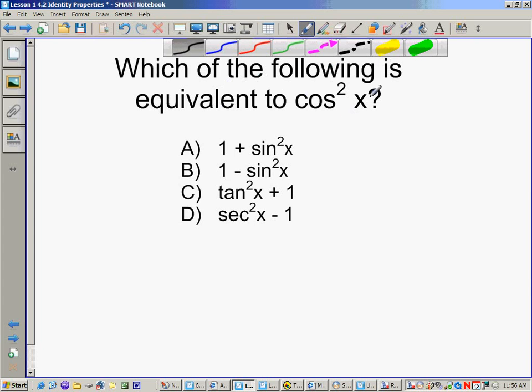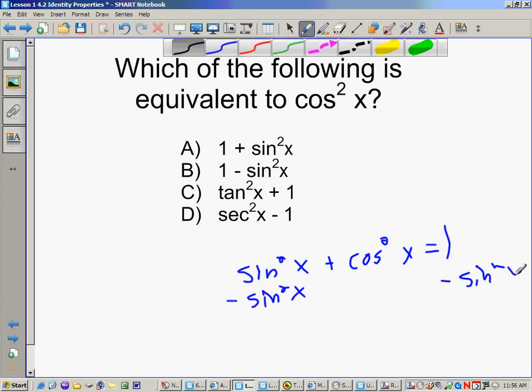Now which of the following is equal to cosine squared x? Now we know sine squared x plus cosine squared x is equal to 1. What can I do to this to make it equal just to cosine squared x? Well, we can subtract sine squared x from both sides. So we have cosine squared x equals 1 minus sine squared x. So 1 minus sine squared x is the correct answer.